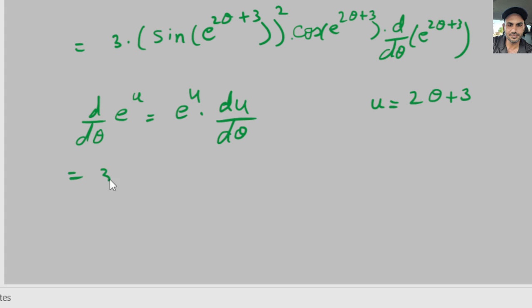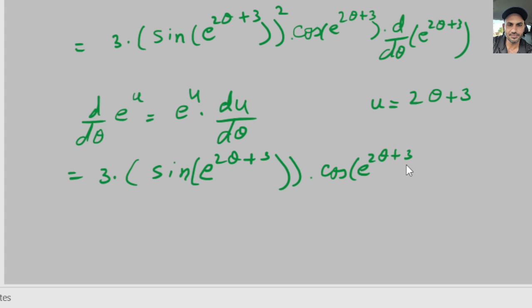So we got 3 times sine of e to the 2 theta plus 3 times cosine of e to the 2 theta plus 3 times the derivative of e to the 2 theta plus 3, which is going to be e to the u, which is e to the 2 theta plus 3, times the derivative of u, which is 2 theta plus 3.